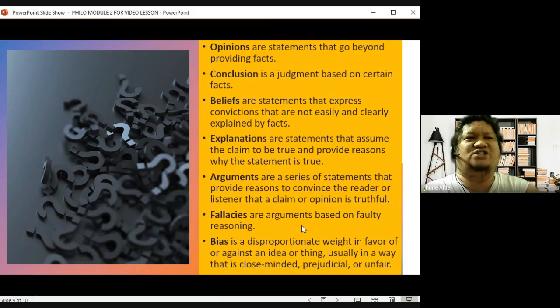Bias is a disproportionate weight in favor of or against an idea or thing, usually in a way that is closed-minded, prejudicial, or unfair thought of the person. Okay? Kaya nga siguro we always say, bias. That's bias. Because sometimes you did not weigh things out. Okay? You did not consider the other people's emotion or something. So that makes you biased.